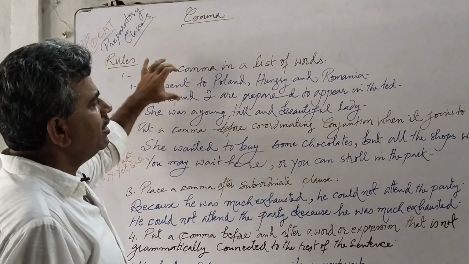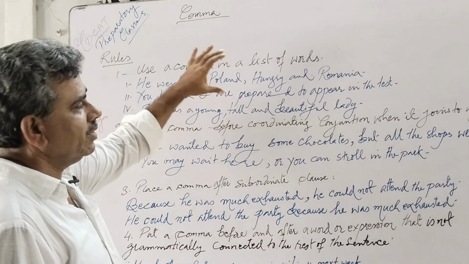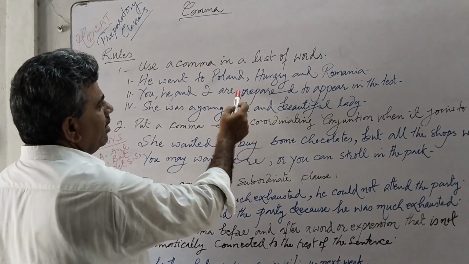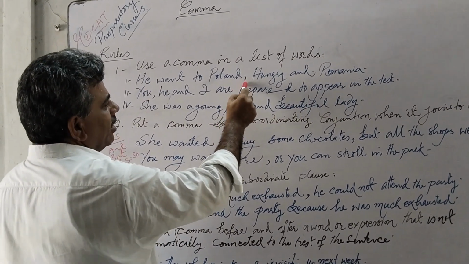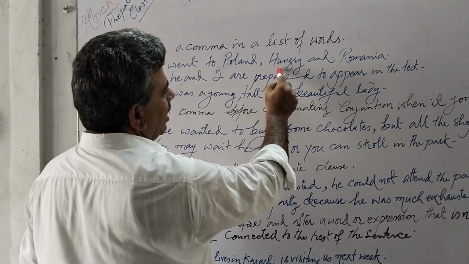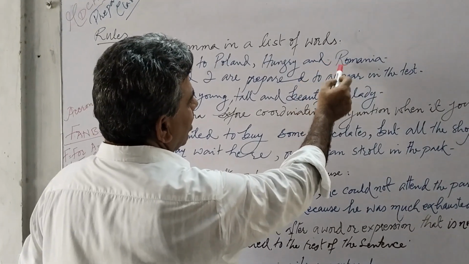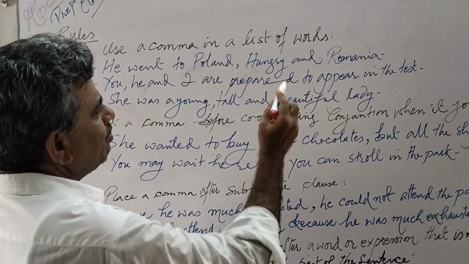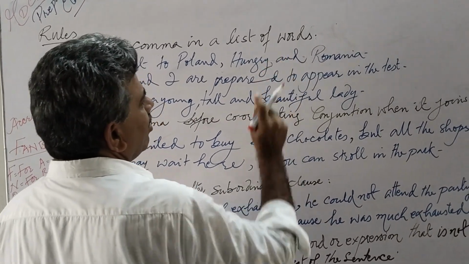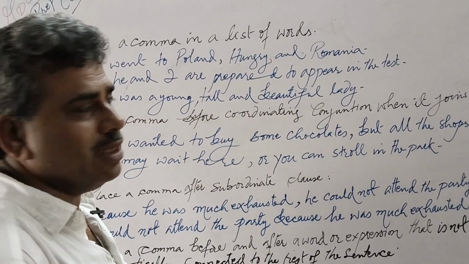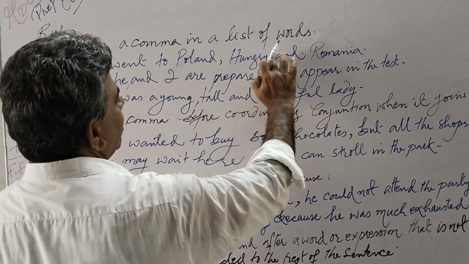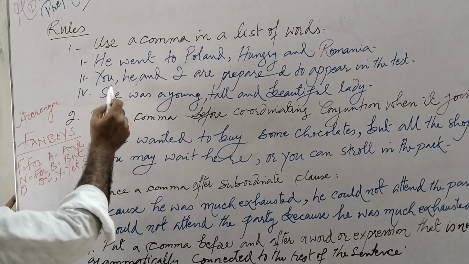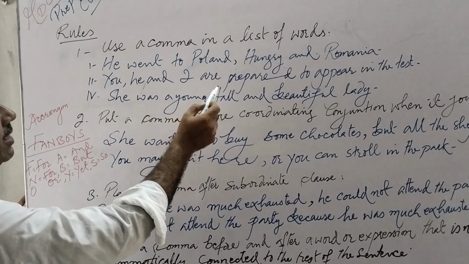He went to Poland, Hungary, and Romania. Here are three countries described. They are nouns, and I have put a comma between Poland and Hungary here, and in the last we have and here. In American English, we can put a comma here also, but in British English, we are not to put any comma here.